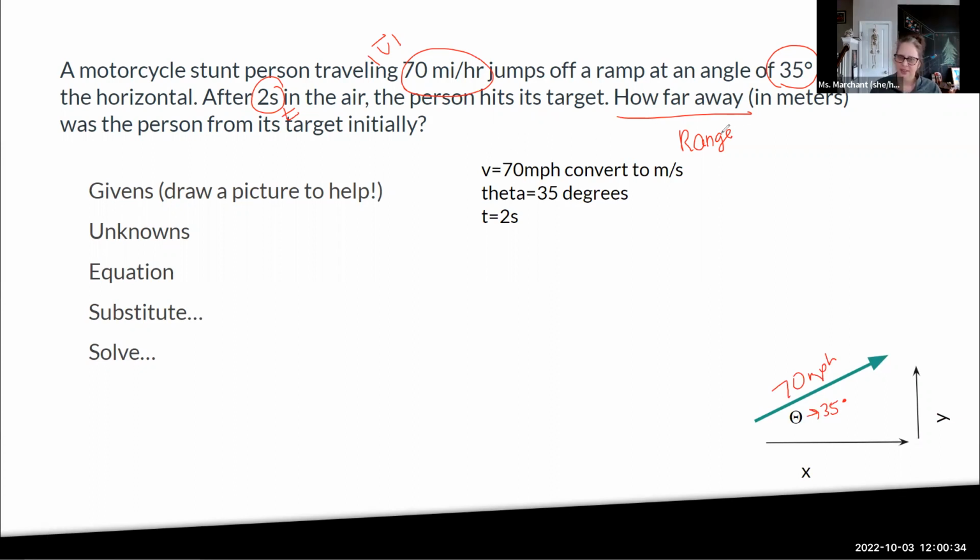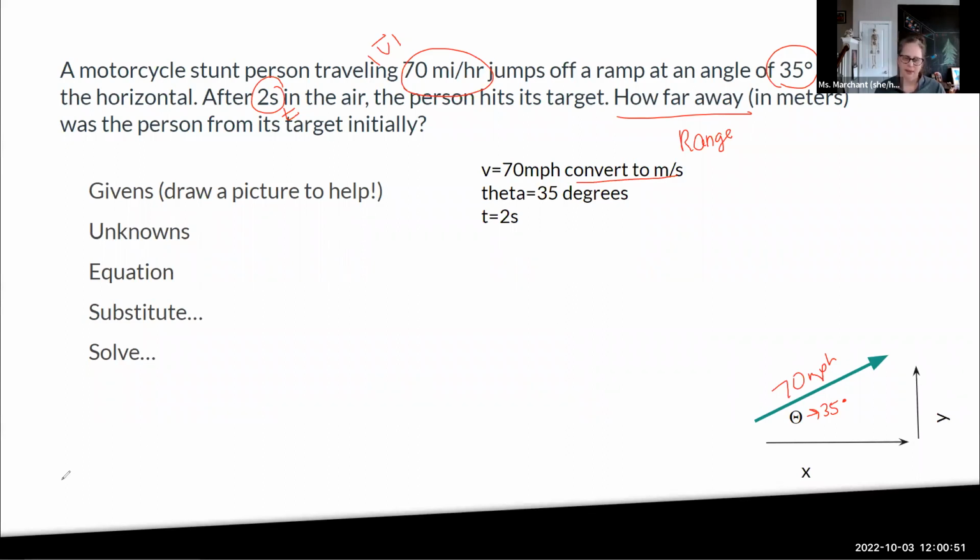Nope, because our range is not going to be in miles and our time is not in hours. So in this one, you have to convert to meters per second to make sure you're doing conversions on this one. You would not leave that one 70. I am just for time's sake.